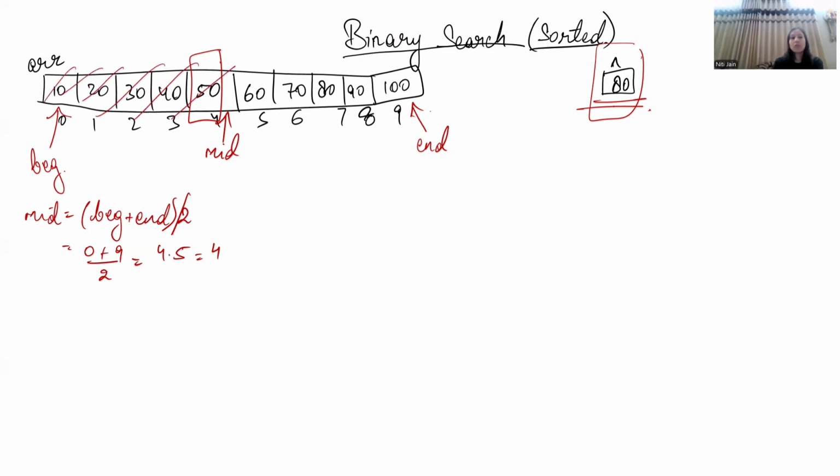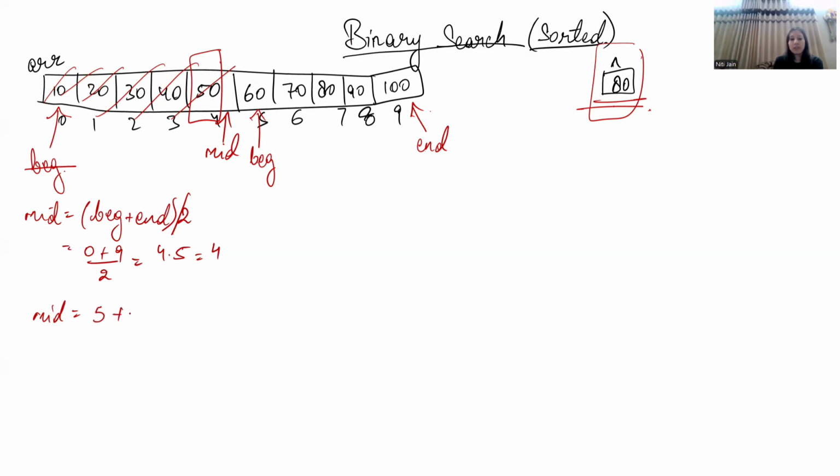No, I won't. So what do I do? I remove beginning from here and shift it to middle plus 1, because there is nothing behind. So now beginning is here, end is here. Whenever my beginning or end shifts, I need to recalculate my middle because it will change. So beginning is middle plus 1, I'll just write it down.